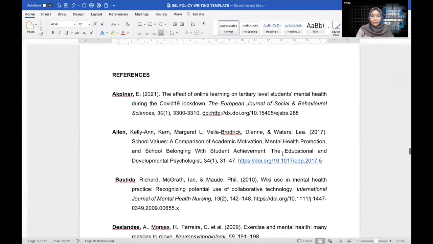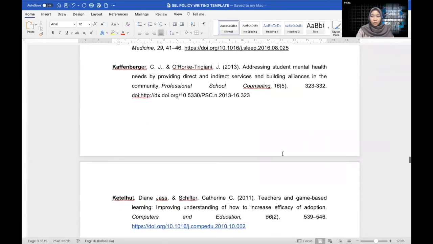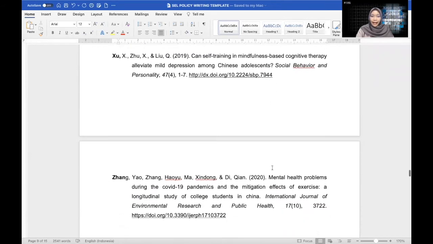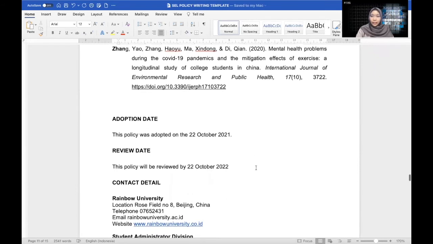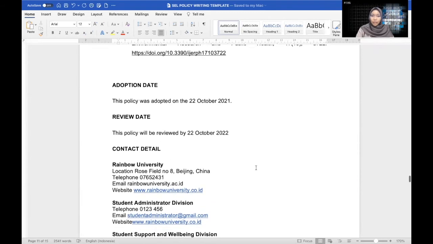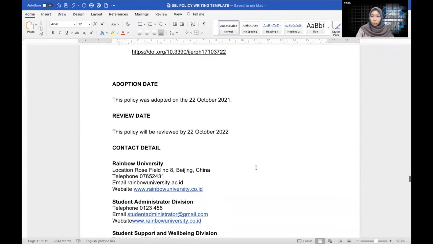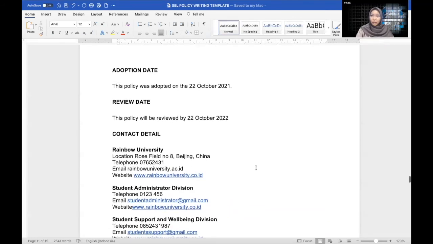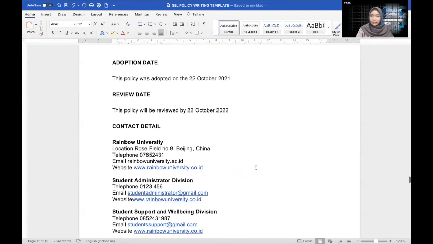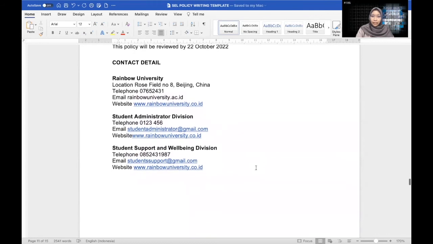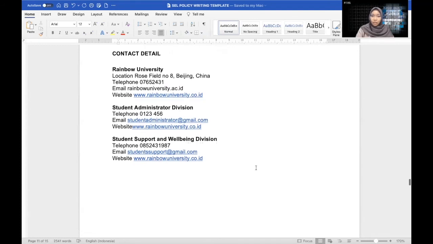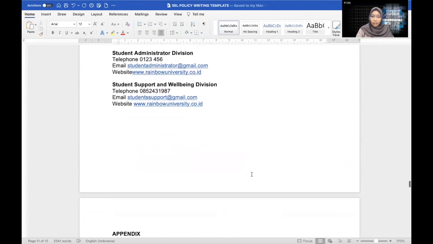And the next is the references. You can see that there are a lot of references that I used to construct this policy document. And then for the adoption date, this policy will be reviewed each year. This policy was adopted on 22 October 2021, so it will be reviewed on 22 October next year. And this is the contact detail of the university, student administration division, and student support and well-being division. So if the students want to address this policy document, they can get the contact from this.